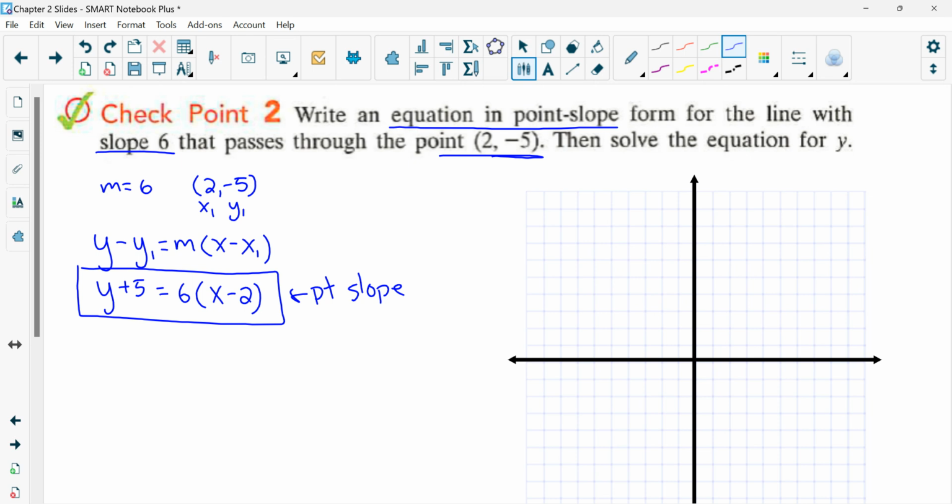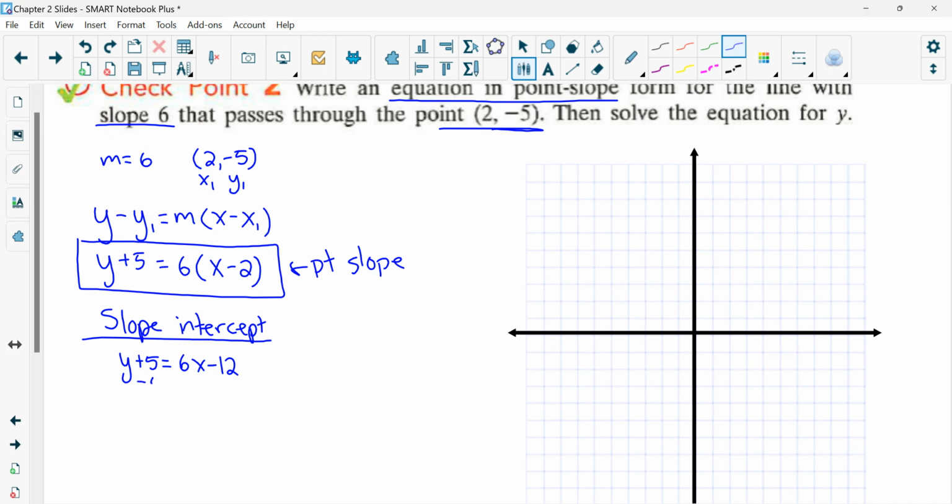If we're asked to then put it in slope intercept form, then all you need to do is get the y by itself. So I would distribute the 6. Get 6x minus 12. And then I would get the y by itself by subtracting 5. So in slope intercept form, we would have y equals 6x minus 17. So depending on what form it tells you to leave it in is what you would do.